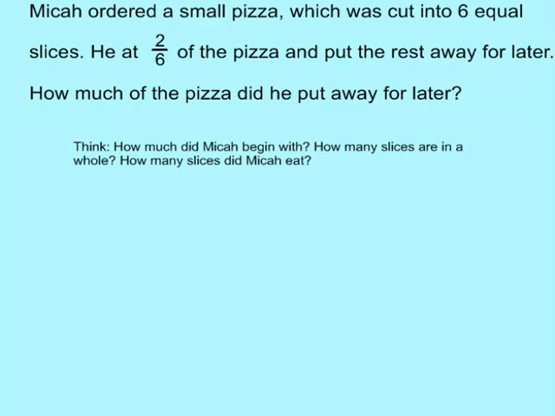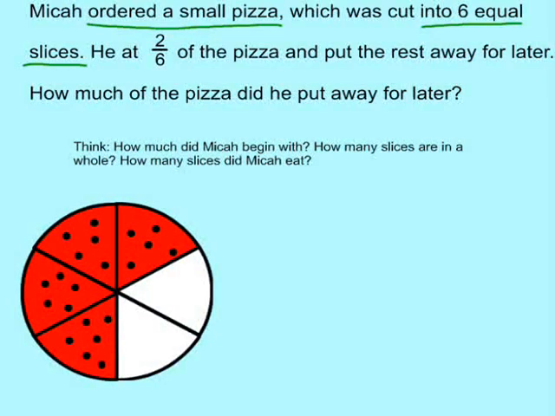Okay, so how much did Micah begin with? Well, it said he ordered a small pizza, so we know that the pizza would have come out whole. So then we have to think, well, how many slices are in a whole? It says it was cut into 6 equal slices, so we would know that 6 would have to be the whole pizza. And how many slices did Micah eat? Well, he ate 2 of the pieces. It says 2/6 of the pieces. So here's his whole pizza, and here's minus the 2. Here's 1/6 and 1/6. There's the 2/6 of the pizza that he ate.